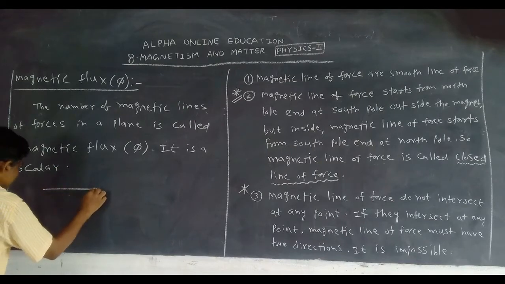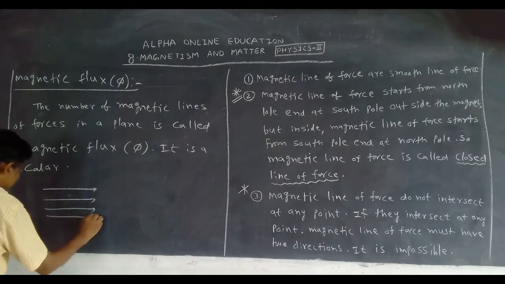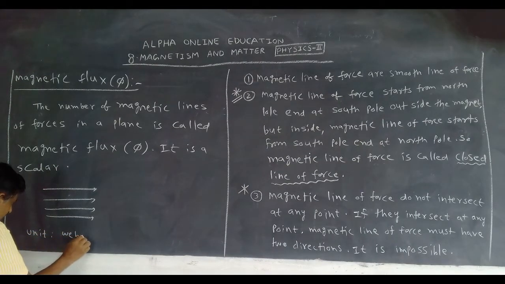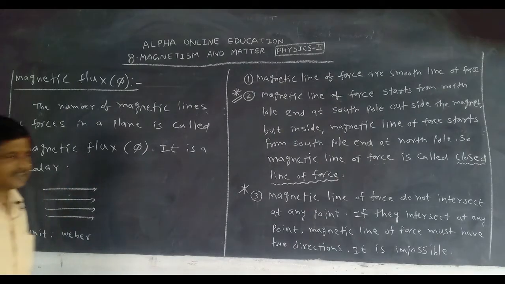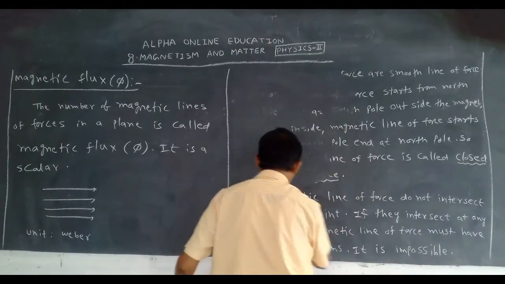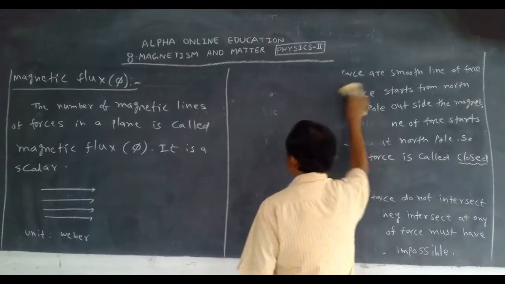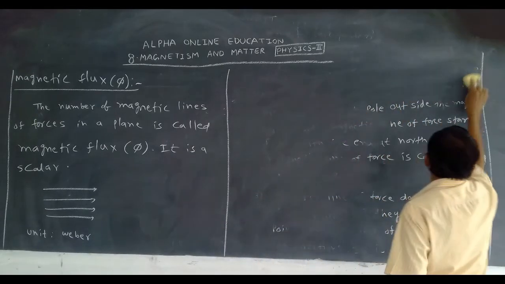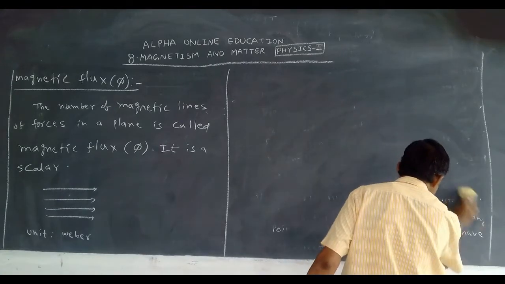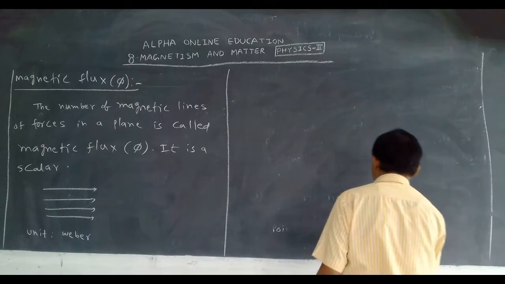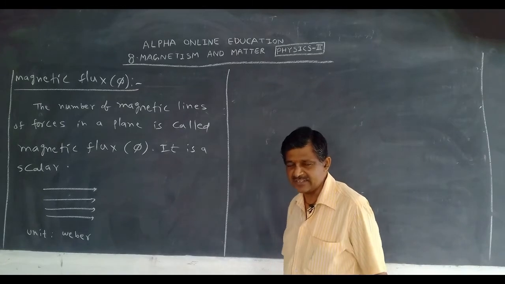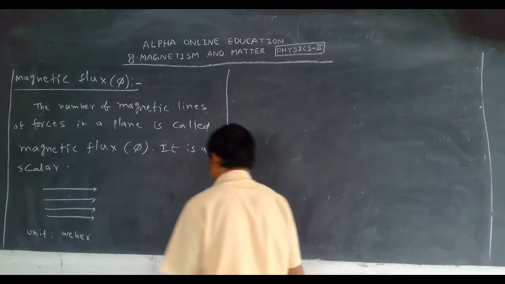How can we write it like this? Unit: Weber. What is the unit? Weber. Now what is a magnetic flux? Number of magnetic lines of force in a plane is called magnetic flux. It is a scalar. Based on the magnetic flux, one theorem in this chapter is Gauss theorem. We will discuss that also.